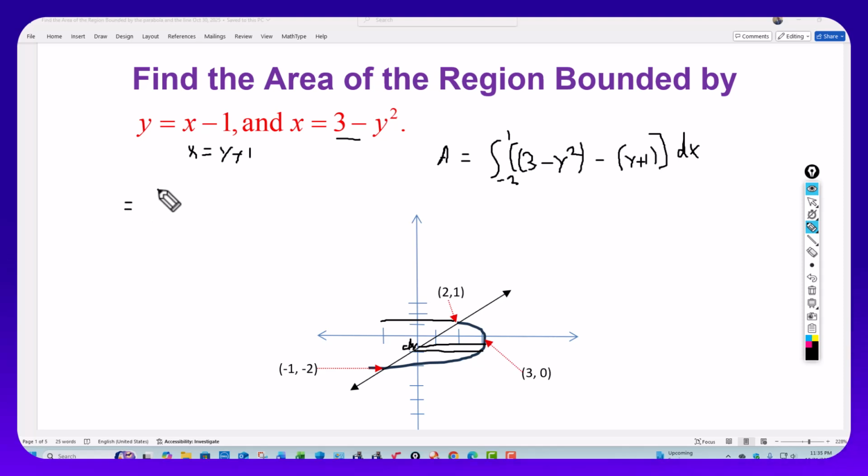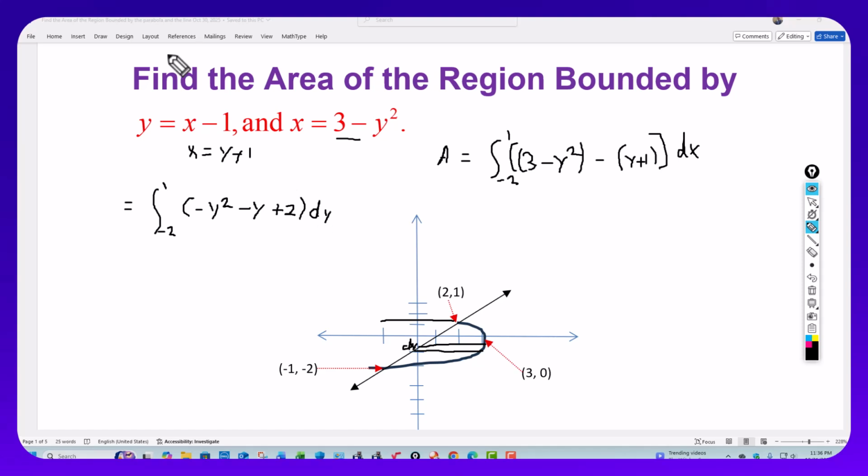Equal to area, integral from minus 2 to 1. So I'm going to have the minus y squared, and then I have a minus this expression here in parentheses, so it'll be a minus y. And then I got a minus 1. Distribute the negative, minus 1, and then a 3, it's a plus 2 here, dy.